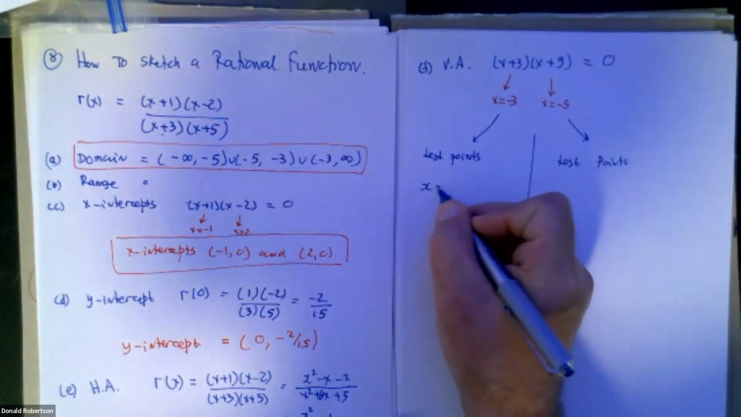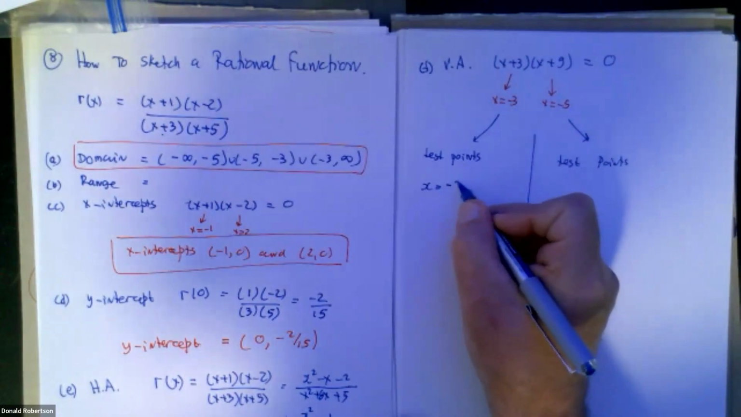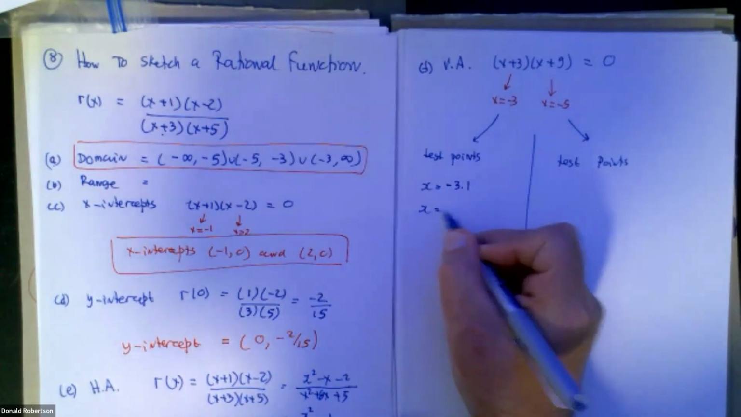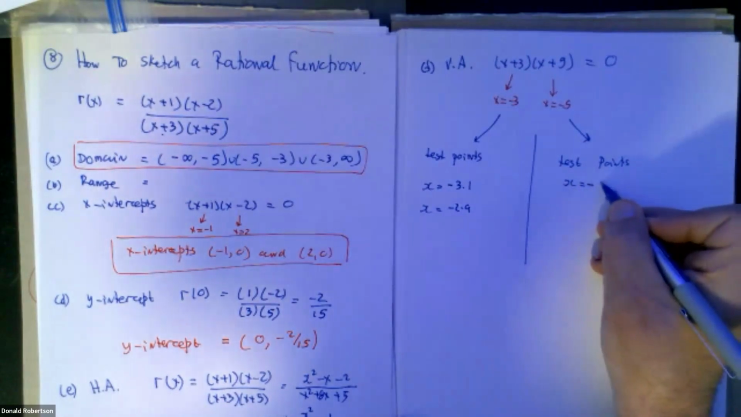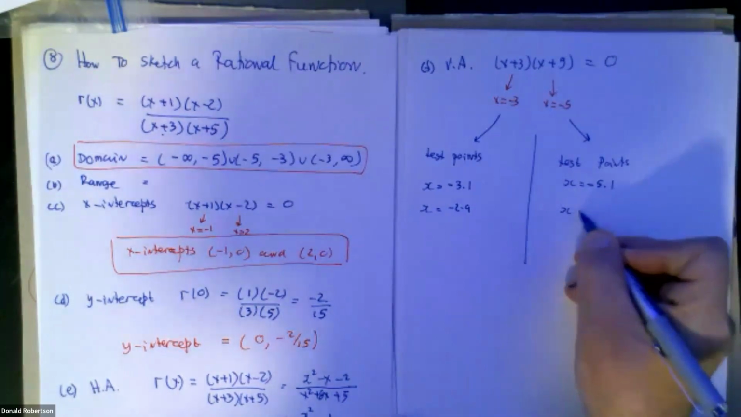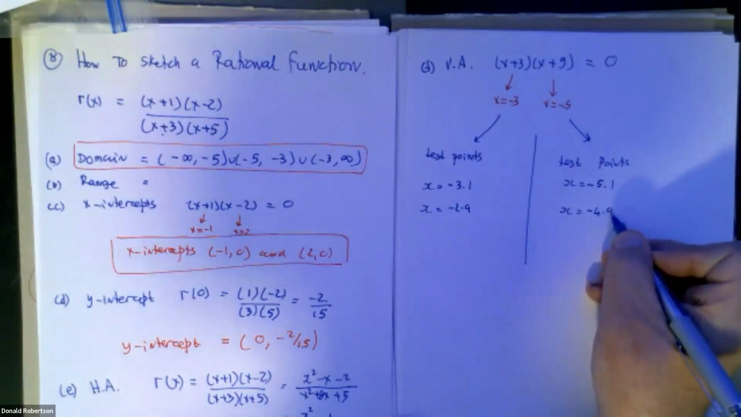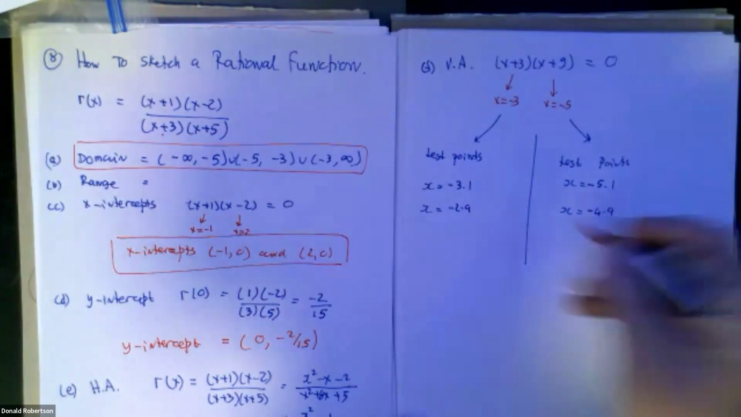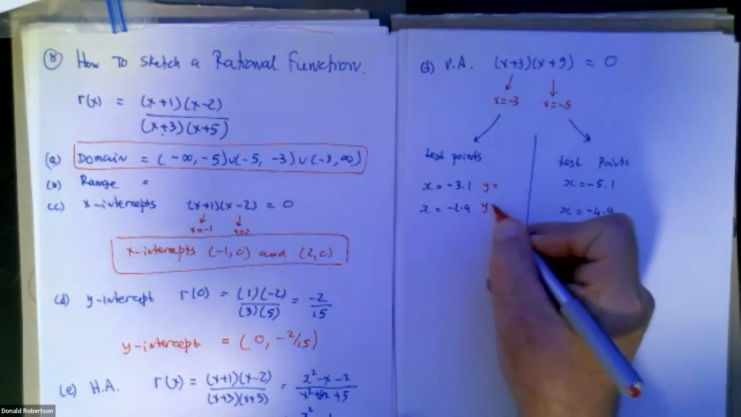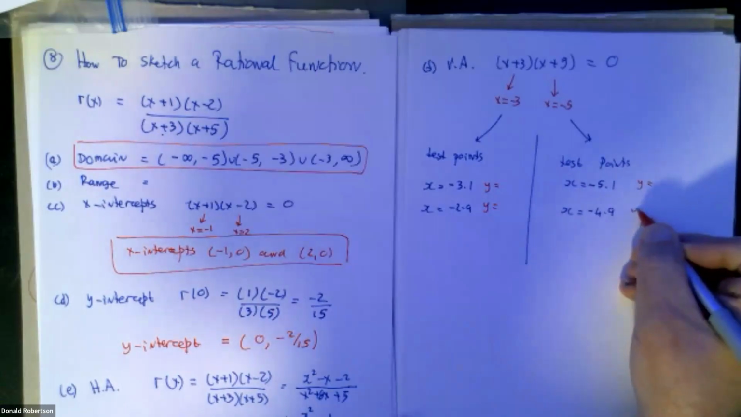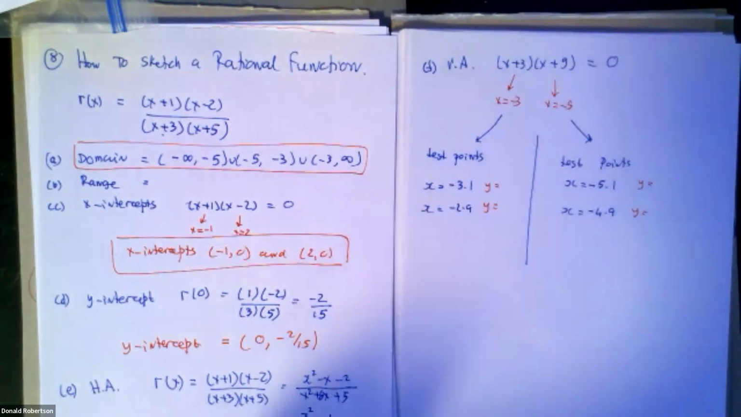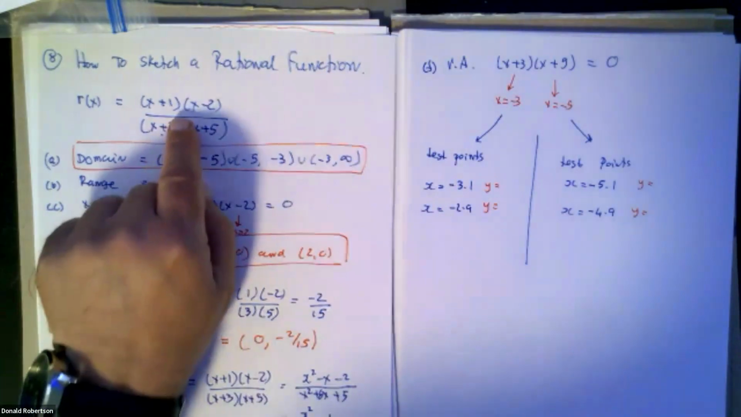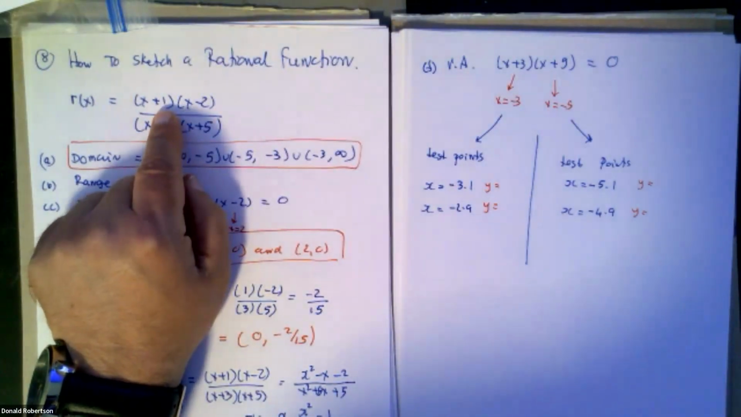So the test points I'm going to choose here are negative 3.1 and negative 2.9. And for this one, I'm going to choose negative 5.1 and then negative 4.9. And for each one of these, I'm going to get the y values. Imagine me going to the calculator and typing these in and coming up with some values. So bear with me for a few moments. I'll tell you what you're going to get.